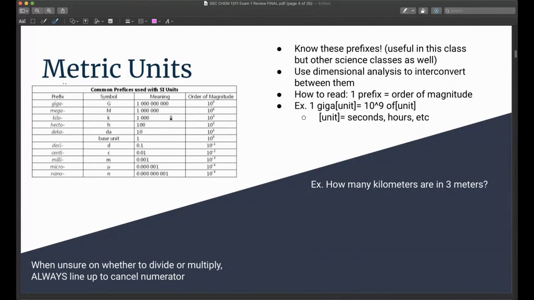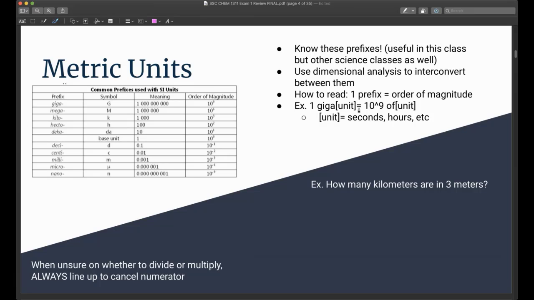Usually you want to know these too because they won't give you a chart or anything like that. You have to know these prefixes, like how much is kilo, how much is hecto, and how much is deca. This will also be useful in other science classes, and I know physics does a lot of this with their units. But the principle is you use dimensional analysis to interconvert them. How do we read this graph? So when you see the prefix, notice the prefix, and then it's equal to the order of magnitude. For instance, if I say 1 giga, let's say 1 gigawatt, for example.